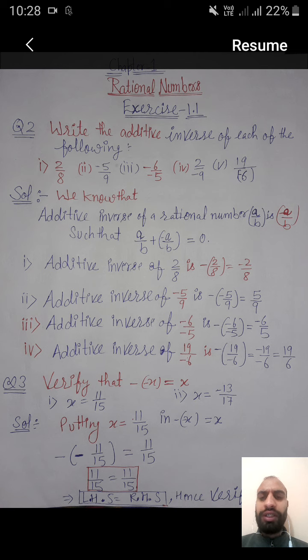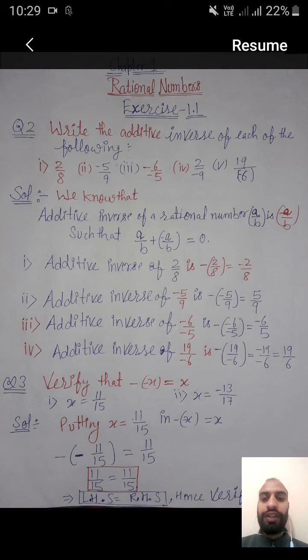So in common language we need to put one minus sign outside the number, whatever the number given to you. Let's take the first question. Additive inverse of 2 upon 8 is minus into 2 upon 8, so it is minus 2 upon 8. Whatever the number given to you, that is your additive inverse. In the second part, additive inverse of minus 5 upon 9 is minus into minus 5 upon 9. Minus into minus is plus, so the overall answer becomes 5 upon 9.